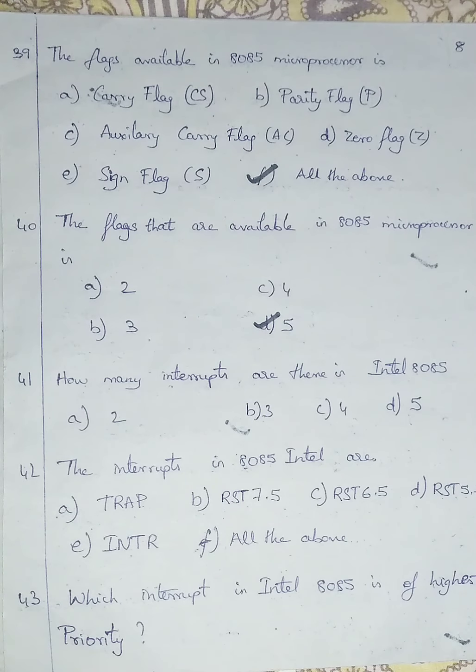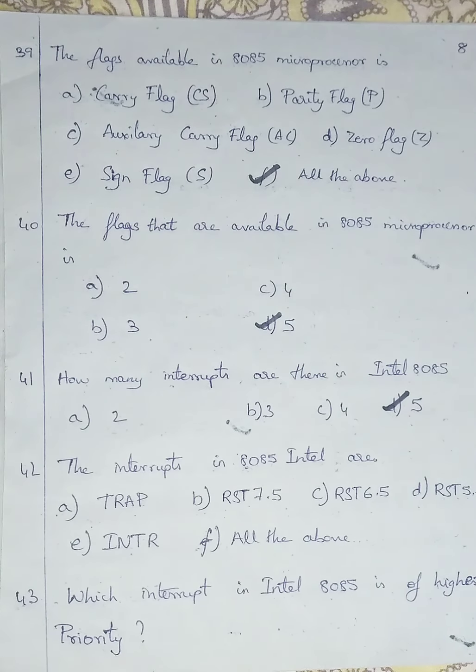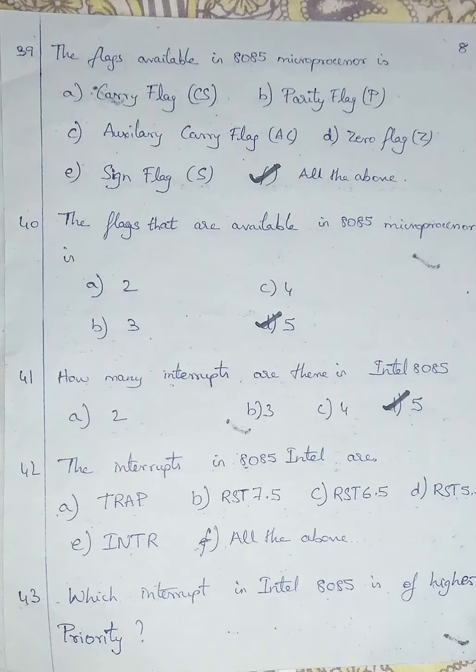Question number 41. How many interrupts are there in Intel 8085? We have 5 interrupts in 8085. So I'm going with option D, 5. Option A is given as 2, option B is given as 3, option C is given as 4, and option D is given as 5. I'm going with 5 because we have 5 interrupts in 8085. We'll see those interrupts in the next question, that is 42.